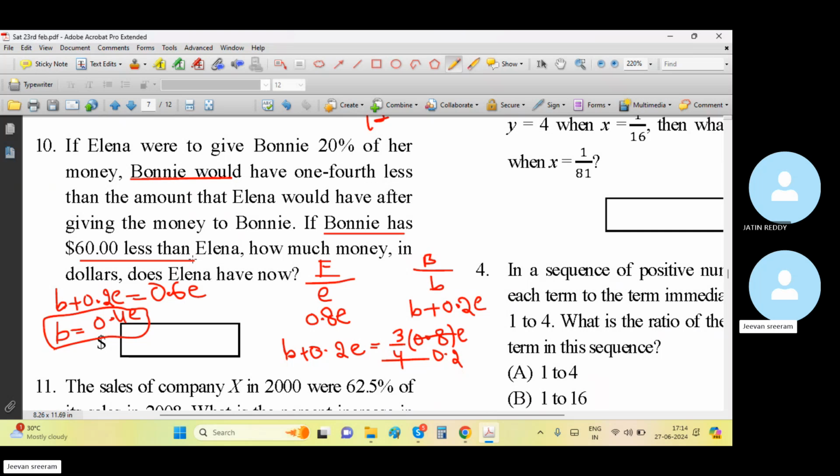We got one equation. There is another equation from the next sentence. B has 60% less than Elena. This is the relationship before the transaction, right, buddy? Yes, sir. So B has 60% less than Elena. For example, if Elena has 100, Bonnie would have only 40. Am I right? 60% lesser, right? Yes, sir.